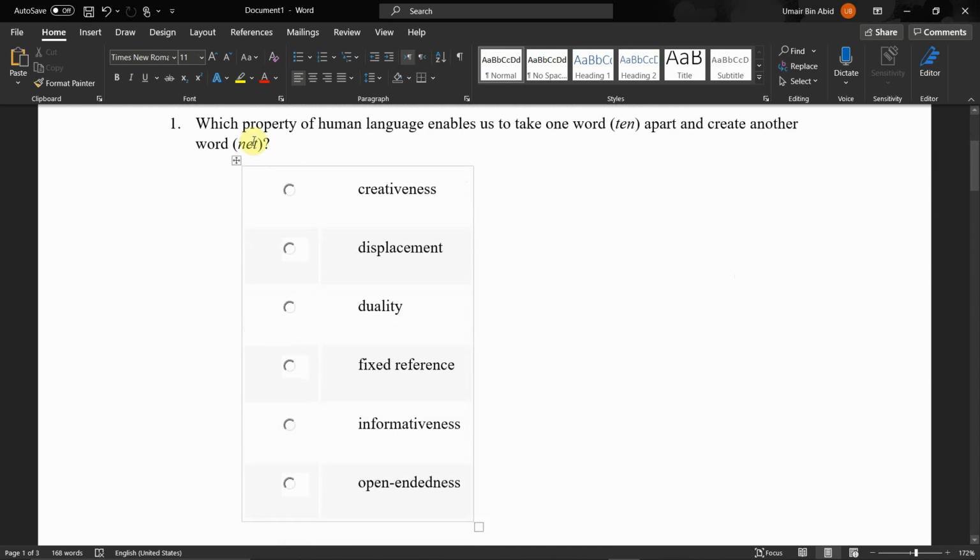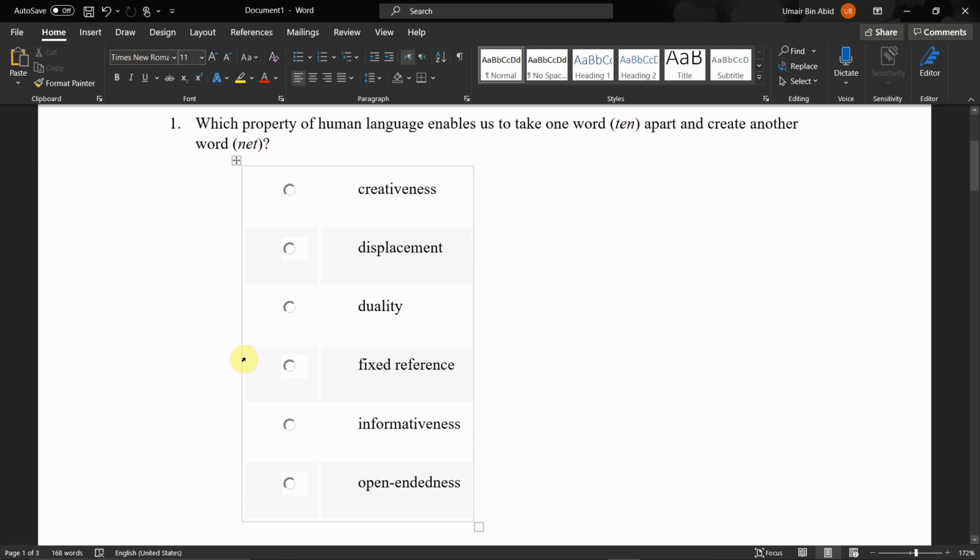The first MCQ is, which property of human language enables us to take one word, ten, apart and create another word, net? For example, how can we create net from the word ten? They are not asking just a very simple statement, like with which property we can convert one combination of sounds into another combination. This is how a good MCQ is made, which I was discussing in the last chapter as well.